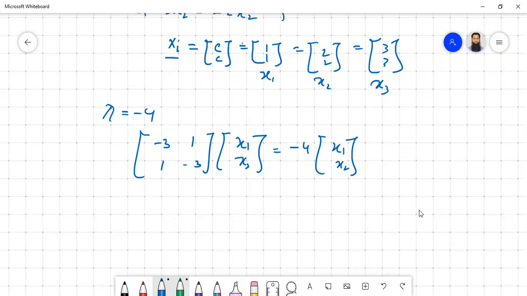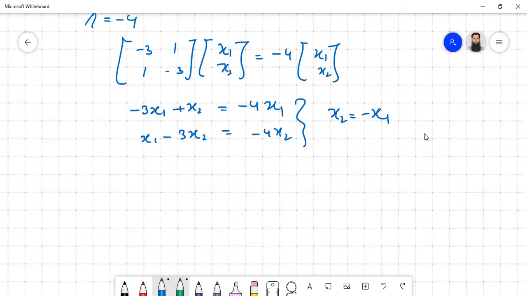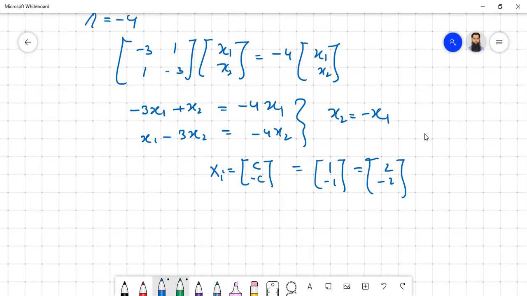Now, if you find the equations again, minus 3x1 plus x2 equal to minus 4x1, and x1 minus 3x2 equal to minus 4x2. So they will also give the same relation, that is x2 equal to minus x1. So what we can find is that the eigenvector will be something like this: c and minus c, any constant. If c is 1, then we can have 1, minus 1, or 2, minus 2. This is how we have an infinite number of eigenvectors possible for this system matrix A. Okay, so this is the review of your eigenvalue and eigenvector, which is, I believe, a bit simpler.